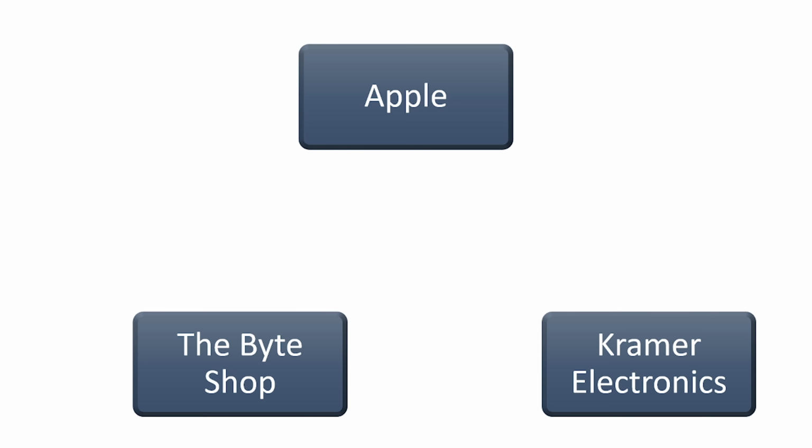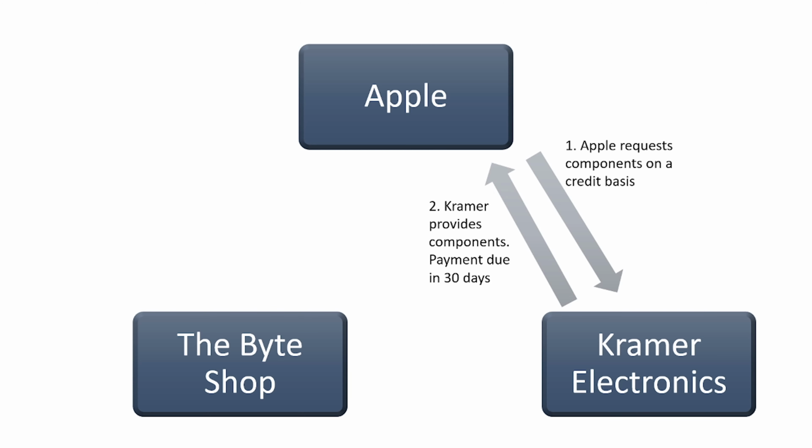So the process is quite a simple one really. That is, Apple requested the components that it needed from Kramer Electronics. It's requesting those components on a credit basis. That is, they get the goods before they have to pay for the value of those goods. Kramer, in this example, have provided the components and they give Apple 30 days, typically from when they receive the goods, to make payment back to Kramer.